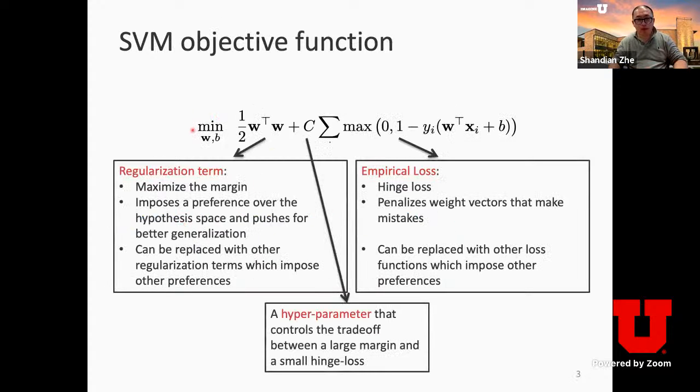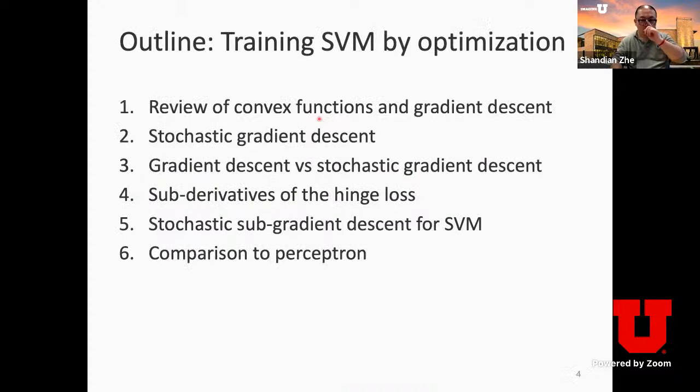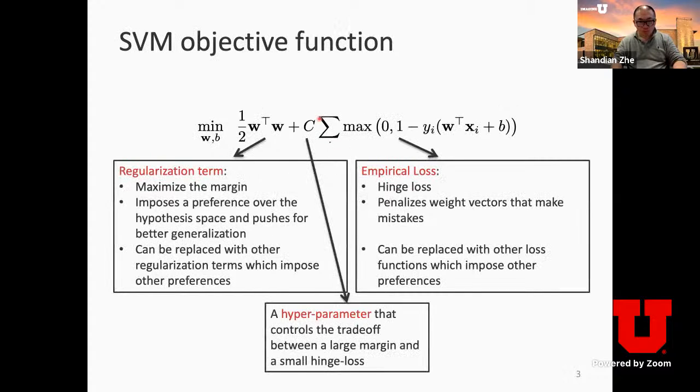So let's go back to this SVM objective function again. It has two terms. One is the regularization term. The other is a hinge loss term. And you have a trade-off constant C that you need to pre-specify. We're going to talk about how to optimize this objective function to find W and B. These will be our final parameters learned from data.